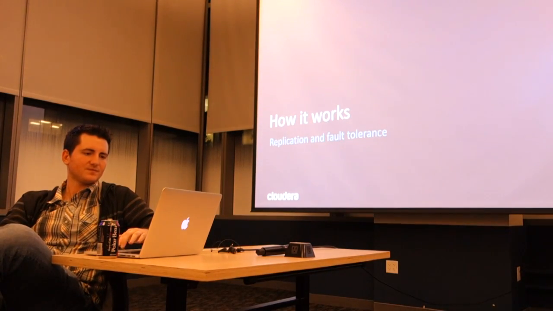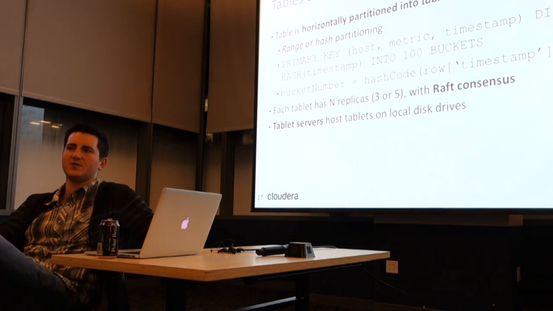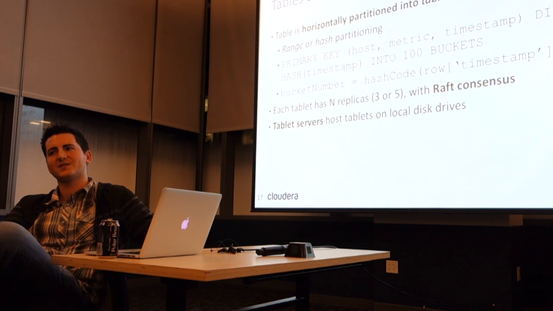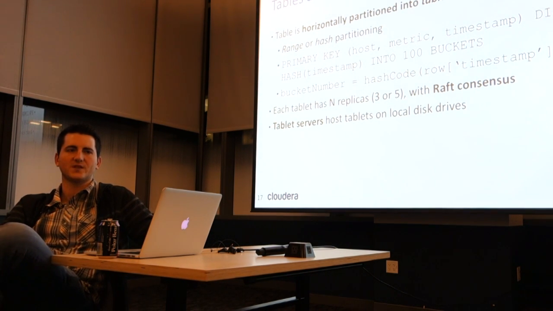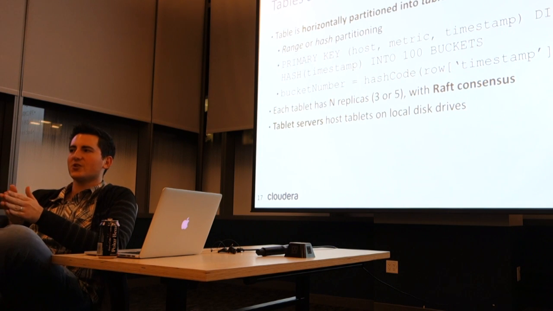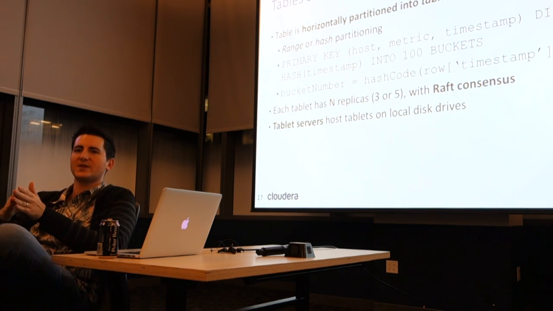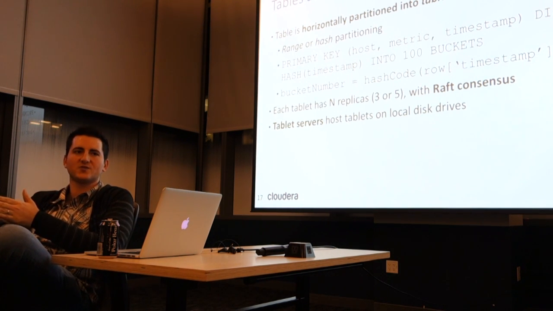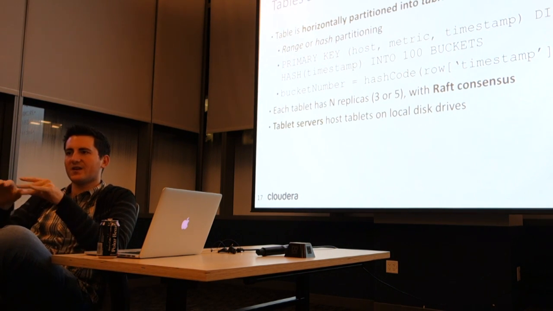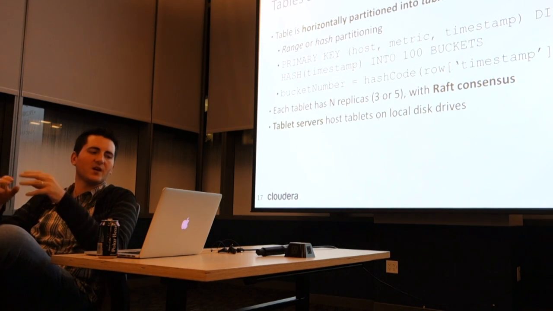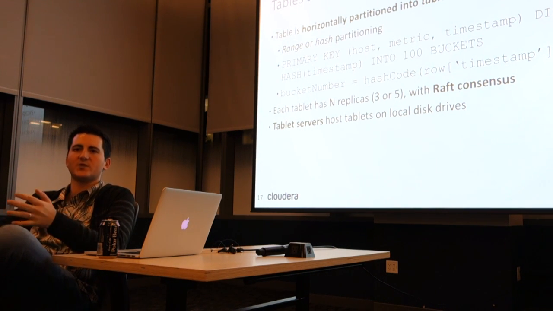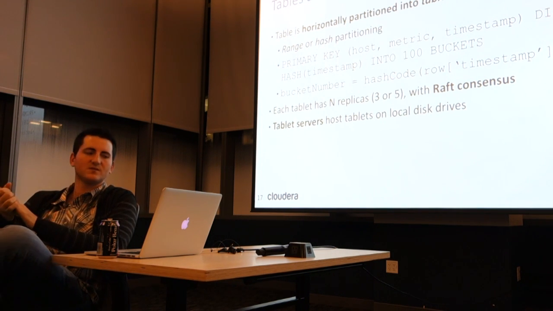How it works. Your tables, if you're used to HBase and other similar systems like Bigtable, so we're using the table and tablet parlance instead of region. This is the same word that they use in the Bigtable paper. Your tables are horizontally partitioned into tablets, either by range or hash partitioning. You actually have a choice here. Range would be like HBase, hash would be the default in Cassandra. You can do both. Using some SQL-like language here, that would be in Impala, you could say, okay, this is going to be my primary key, host, metric, timestamp, and then distribute it into so many buckets. Each bucket would be a tablet. And this is how you get the distribution of your data in your cluster.